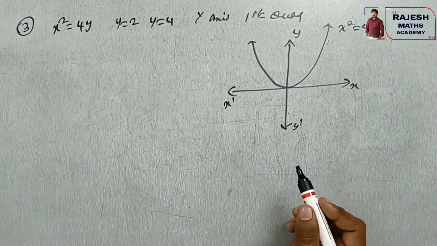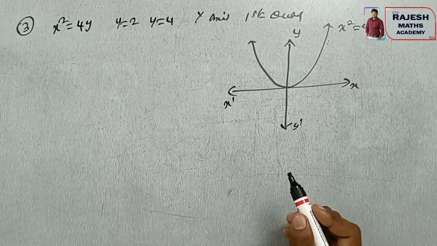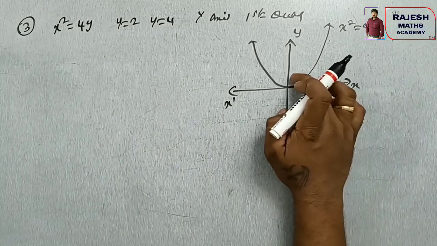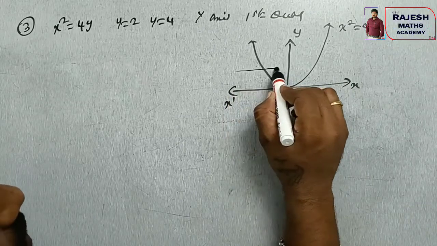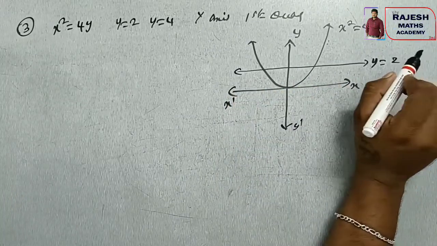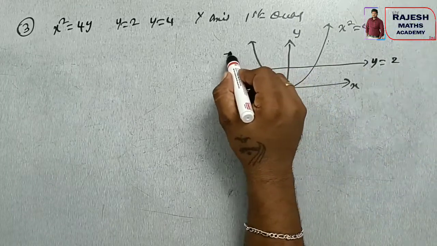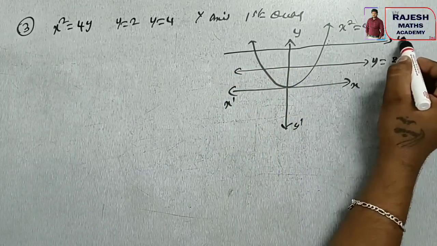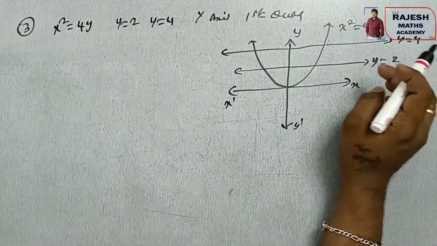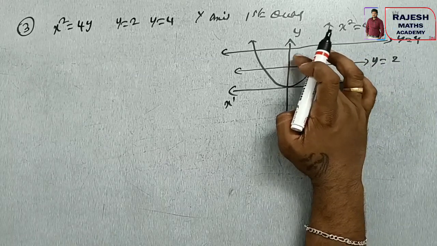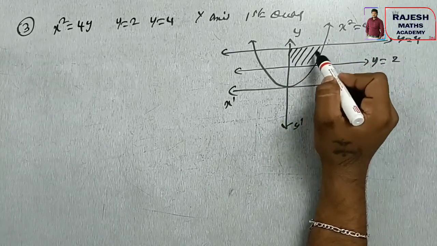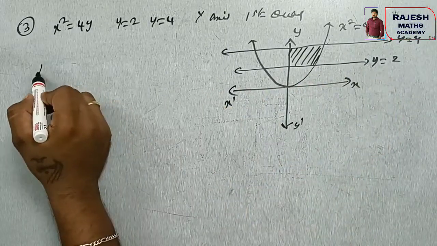Now what are the straight lines given? y equal to 2, y equal to 4. y equal to 0 means it is the x axis, y equal to 1, y equal to 2 will be parallel to the x axis, perpendicular to the y axis, that is y equal to 2. Now y equal to 4 will be here, this is the straight line y equal to 4. So now I need to find the area of the curve along the y axis in the first quadrant. So this area should be calculated. Clear?